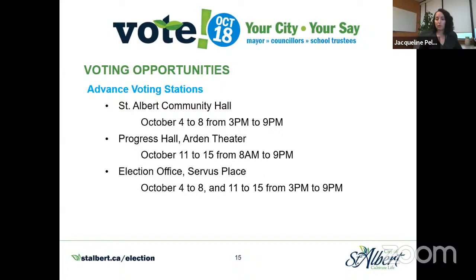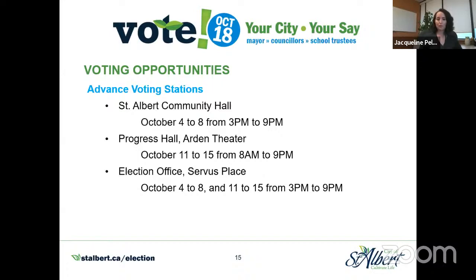The following week, October 11th to 15th, there is going to be one advanced voting station at Progress Hall at the Arden Theater. That one will be open from 8 a.m. to 3 p.m. daily. And one advanced polling location again at the election office will be open in the evenings from 3 p.m. to 9 p.m. daily.